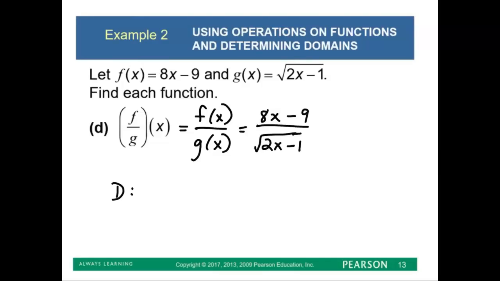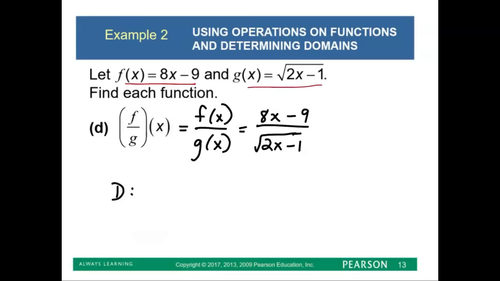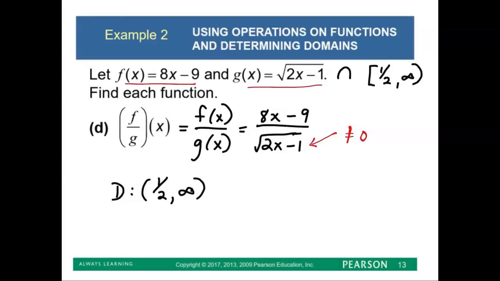To name the domain, we're going to look at the intersection of these functions, and since we're taking a quotient, we have to make sure that this g of x is not equal to 0. We found in the previous example that the intersection of those domains is 1/2, comma, infinity, inclusive. But here, because we have to rule out a 0 in the denominator, we cannot include 1/2 in our domain. And so our domain is going to be 1/2, comma, infinity, with a parenthesis instead of a bracket.